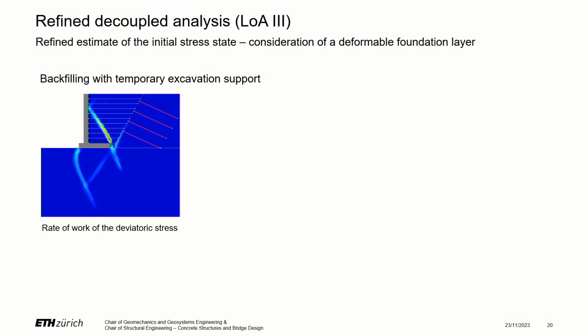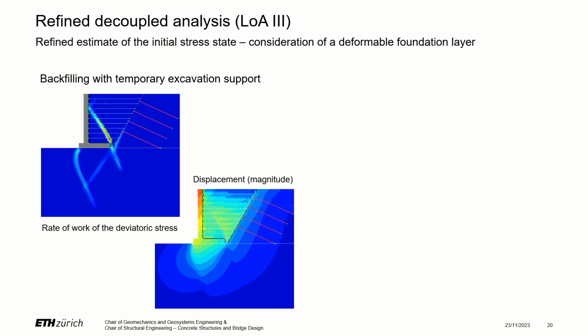But actually, if we consider a layer with finite stiffness below the base of the wall, then already during backfill we have some displacements or settlement of this wall, which leads to a rigid body rotation of the wall in anti-clockwise direction. And therefore, we then have a partial unload of the wall.